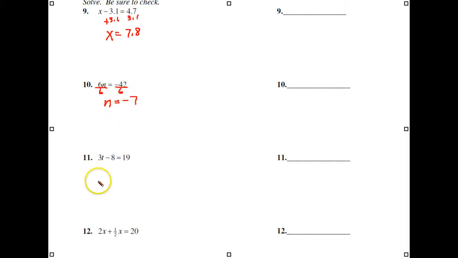Now in this one down here, the first thing we want to do is to isolate the t. So we're going to add 8 to this side, add 8 to this side. So we get 3t. These cancel out, equals 27. Now as we did up here in example 10, we're going to divide now both sides by the numerical coefficient of the variable, which is 3. So the 3's cancel out now, and we get t equals 9.